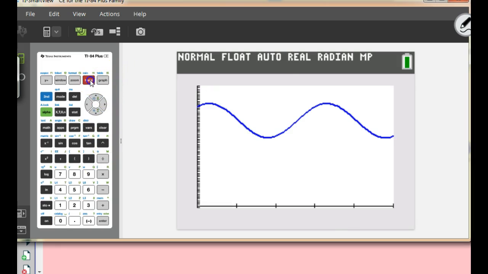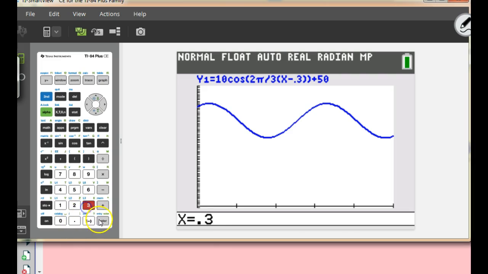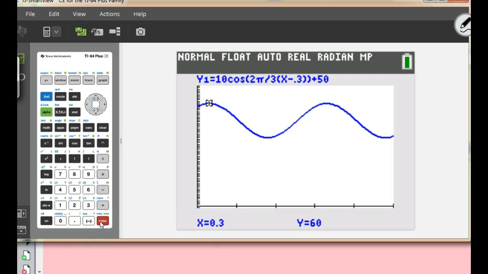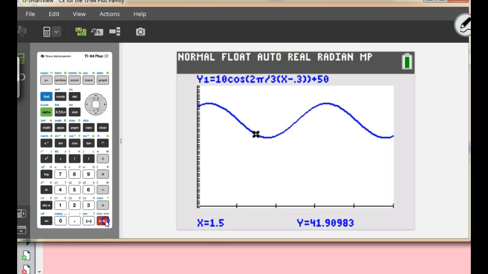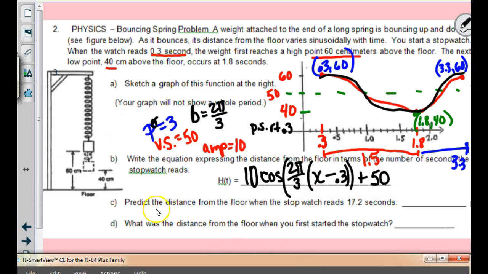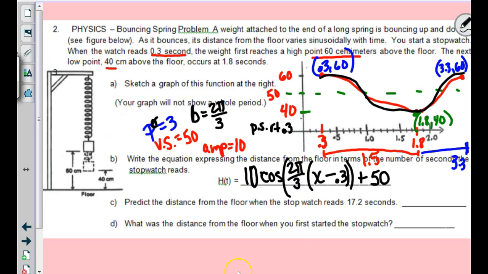All right, so I'm going to do trace 0.3 to see. Yeah, it's at 60. And then at 1.5, whoa, 1.8 it told us it hit a minimum. Is that right, guys? Yeah, 1.8 it was at 40. Okay, so it seems like we're doing all right. Predict the distance from the floor when the stopwatch reads 17.2.